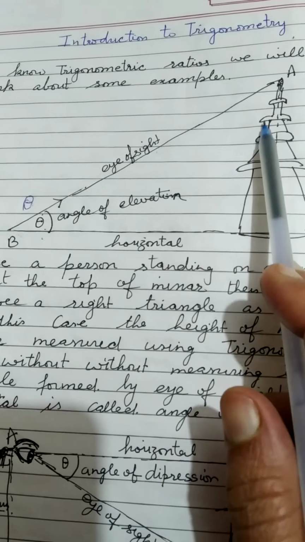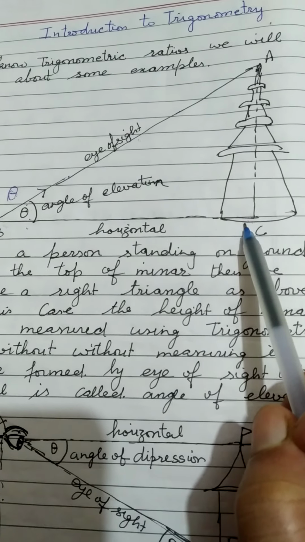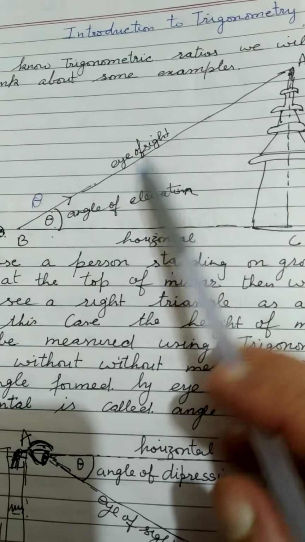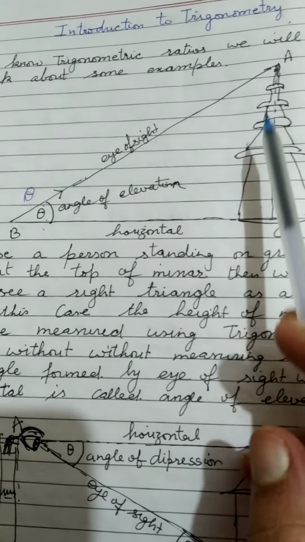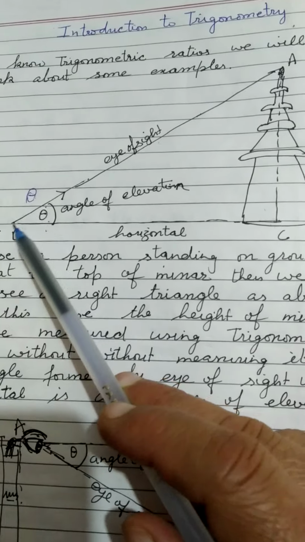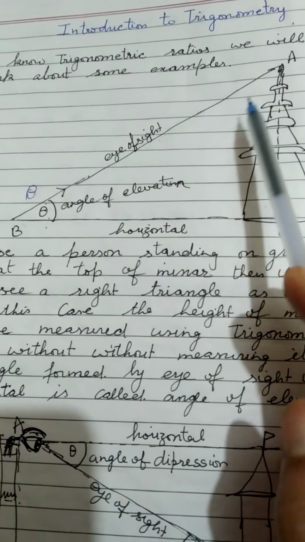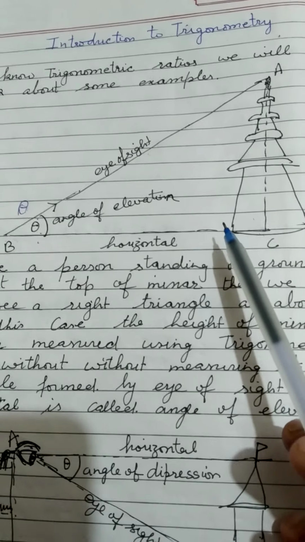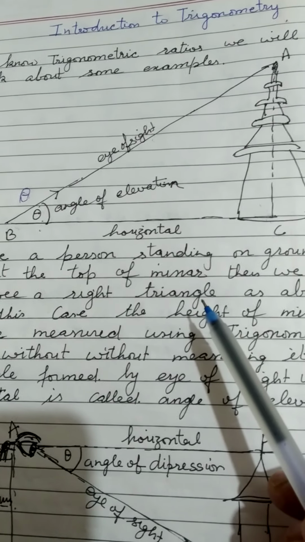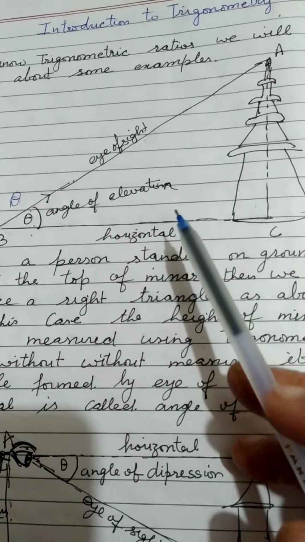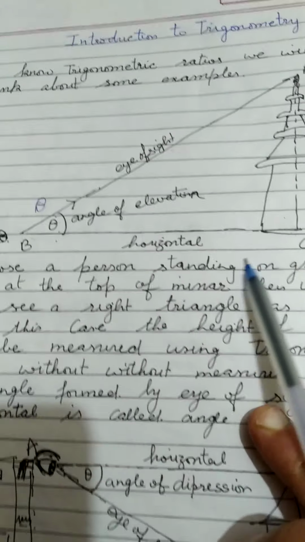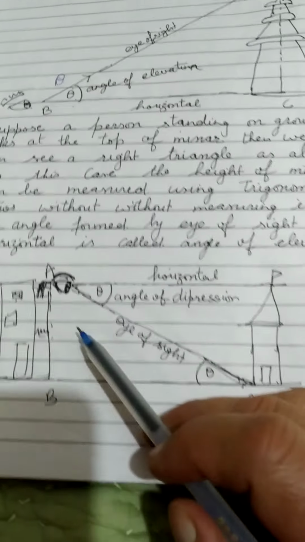Now, without measuring the height of the minar, we can find the height of the minar by using some trigonometric ratios. Here we can see that we are getting a right angled triangle, triangle ABC. The trigonometric ratios can be found only from the right angled triangles formed. Now we will look at another example.